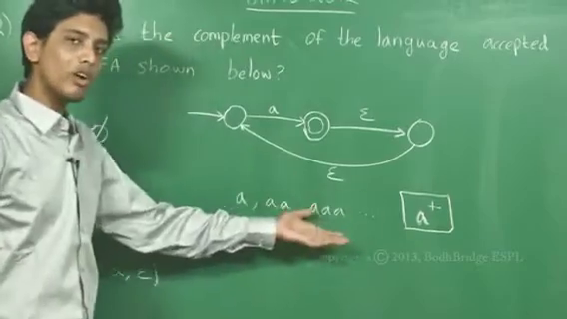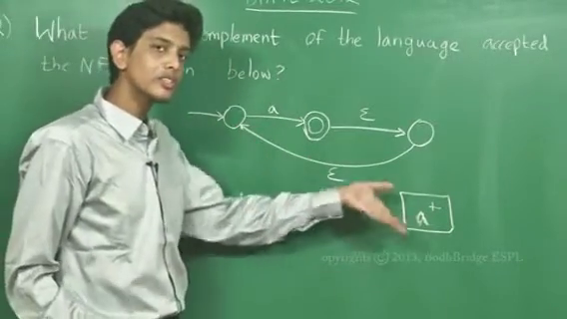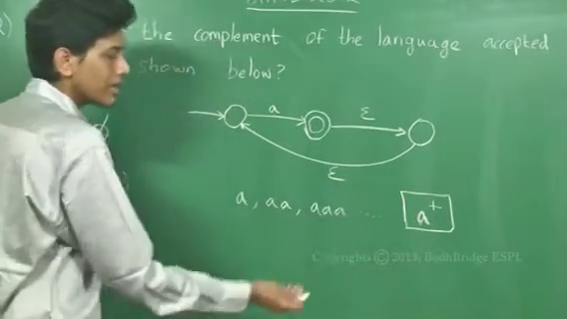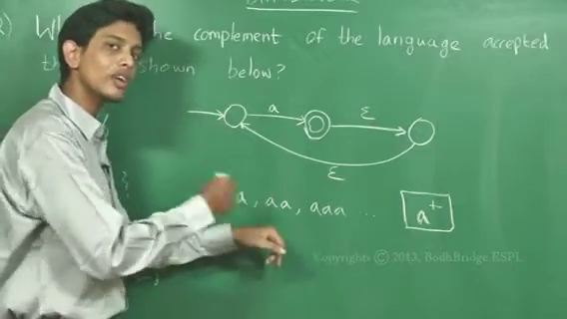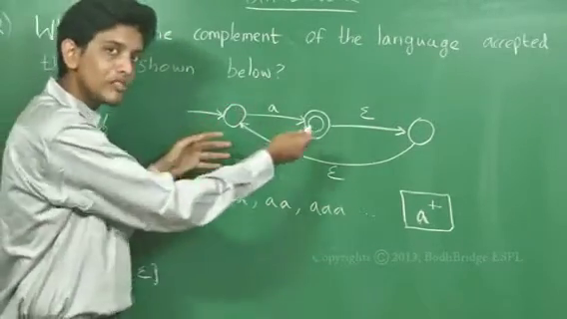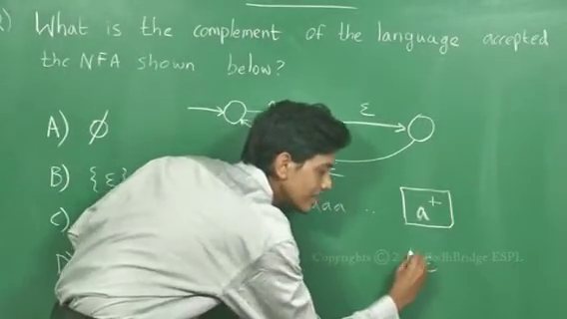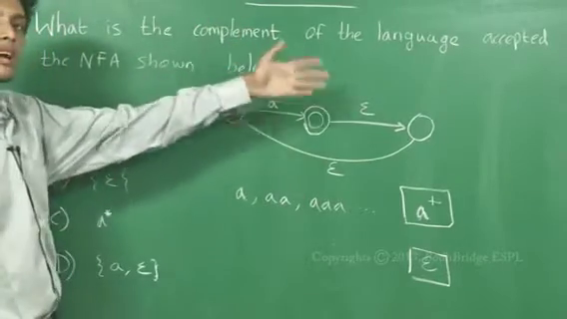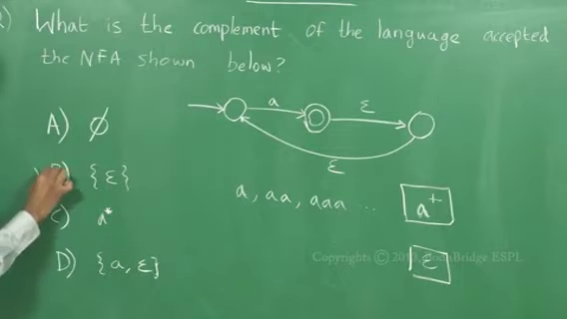So the complement of this NFA is the NFA which will accept the languages which is the exact complement of this, which is the inverse of this. So A plus is accepted, which means it accepts 1 A, 2 A's, 3 A's or any number of A's like that. So the only language that is the complement of this is 0 A's, which is the empty string. So the empty string is not accepted by this NFA, but will be the complement of the language accepted by this NFA. So option B is the right answer.